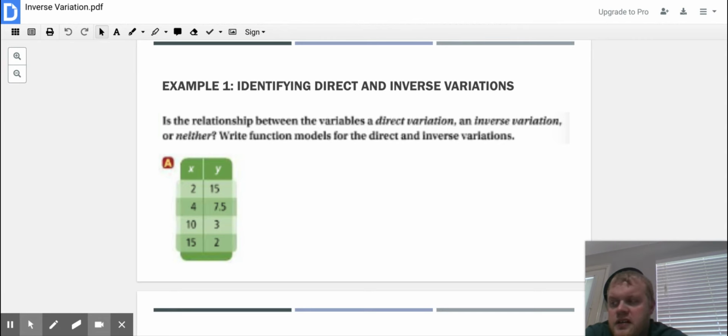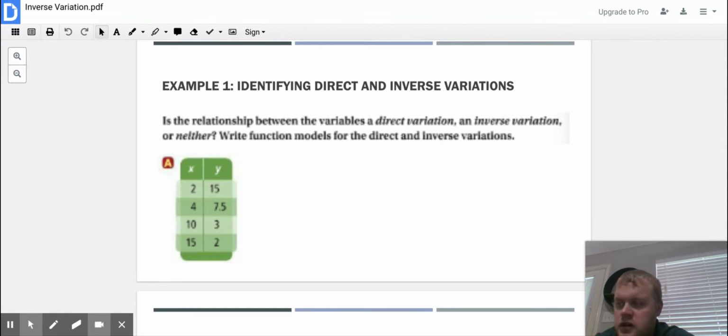The way we're going to find out is if there is a constant in our variation. If there's a constant, then we can find out what it would be. So you may want your calculators, I have my calculator right here. You're going to multiply all those numbers right next to each other, the x and y. So I'm going to multiply 2 times 15, 4 times 7.5, 10 times 3, and 15 times 2. What you should notice is when you multiplied all 4 pairs, your answer should have been the same for all of them. That constant is going to be 30.